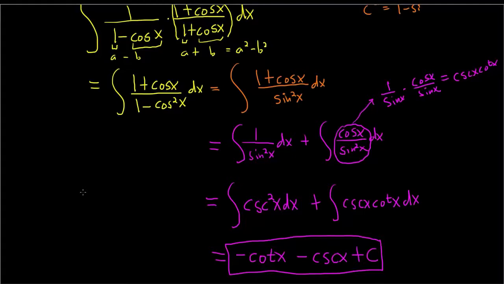And then the two of those multiplied together gets you cosecant x and cotangent x for the cosine x over sine squared x. And then you have the two separate parts, which you can then take the integral of.